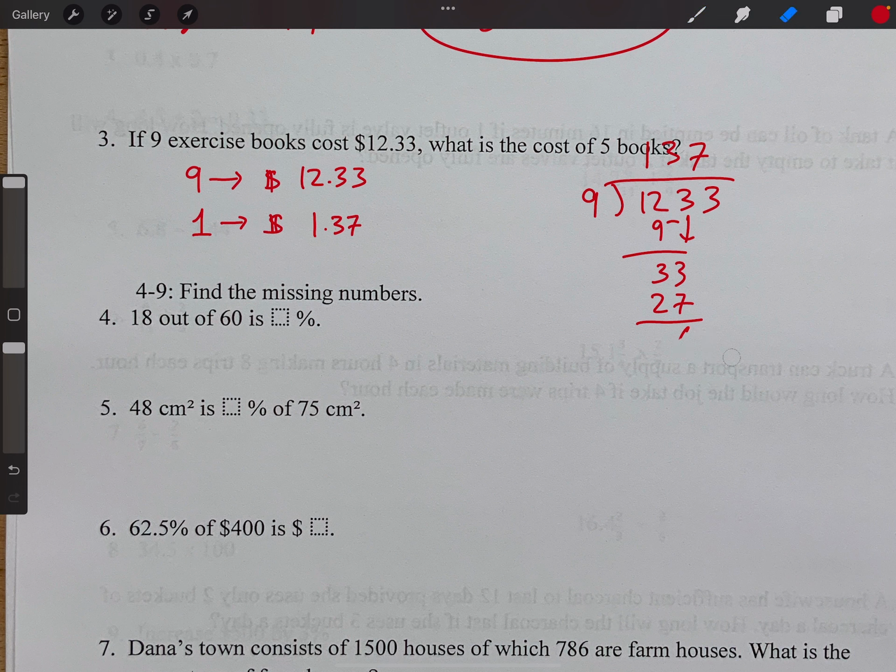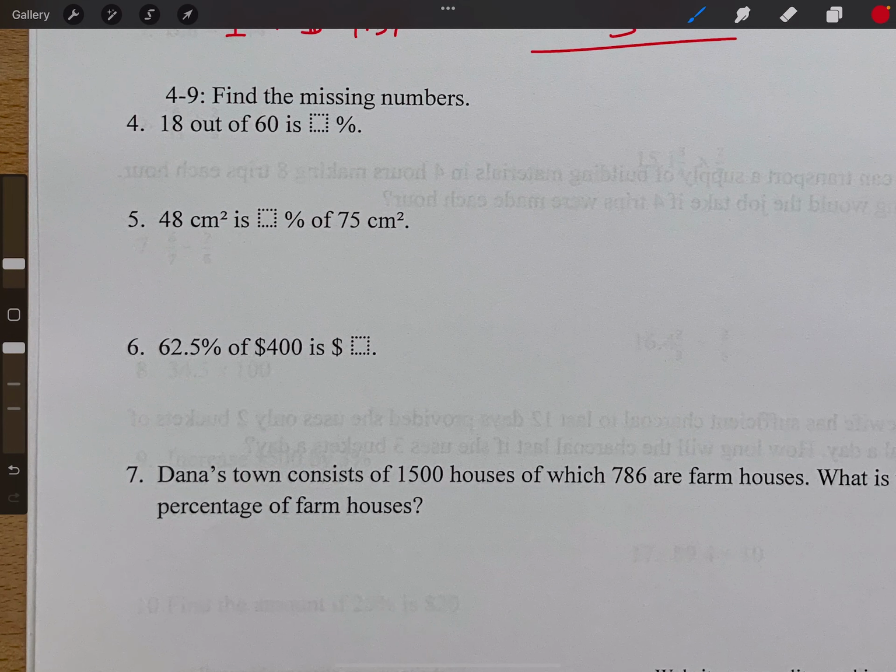Okay. So now let's look at how much 5 books will cost. So 5 times $1.37. I think you can work that out for yourself. Question 4 to 9, find the missing number. 18 out of 60 is what percent?